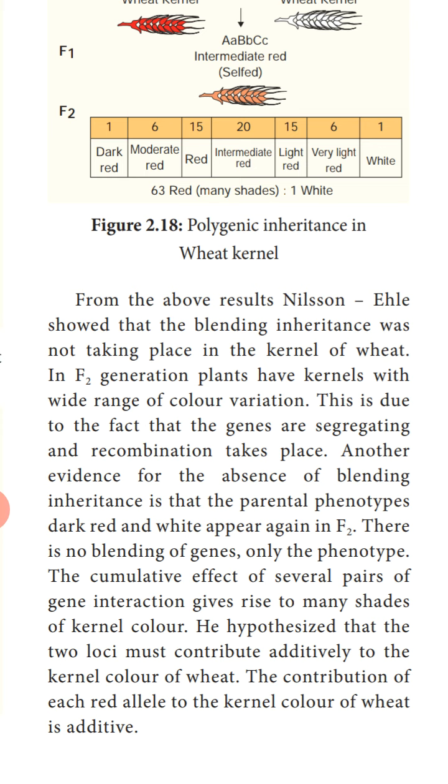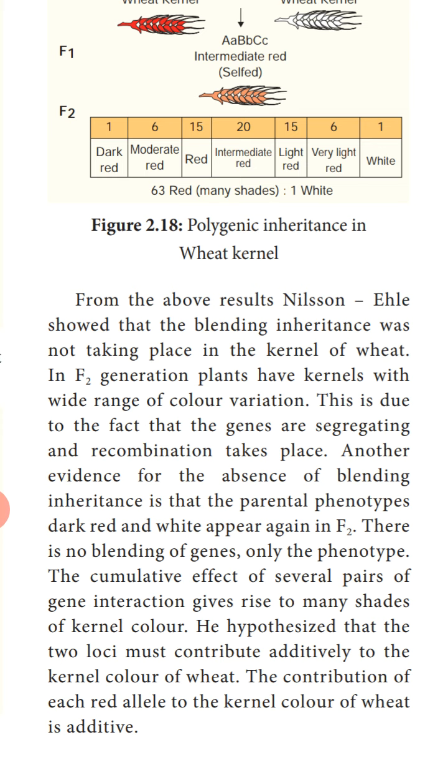Another evidence for the absence of blending inheritance is that the parental phenotypes, dark red and white, appear again in the F2 generation. So again in the F2 generation we got one dark red plant and one white plant. So this also supports that blending of genes is not taking place. There is no blending of genes, only of the phenotype.